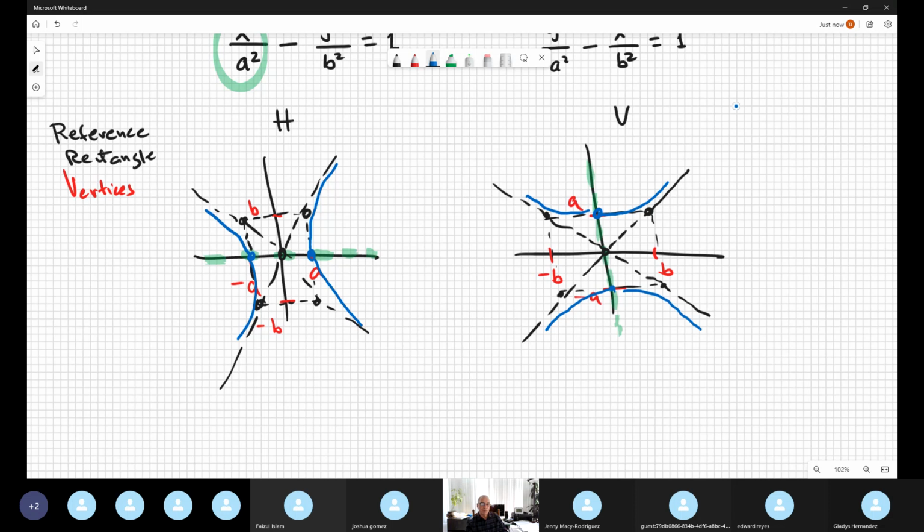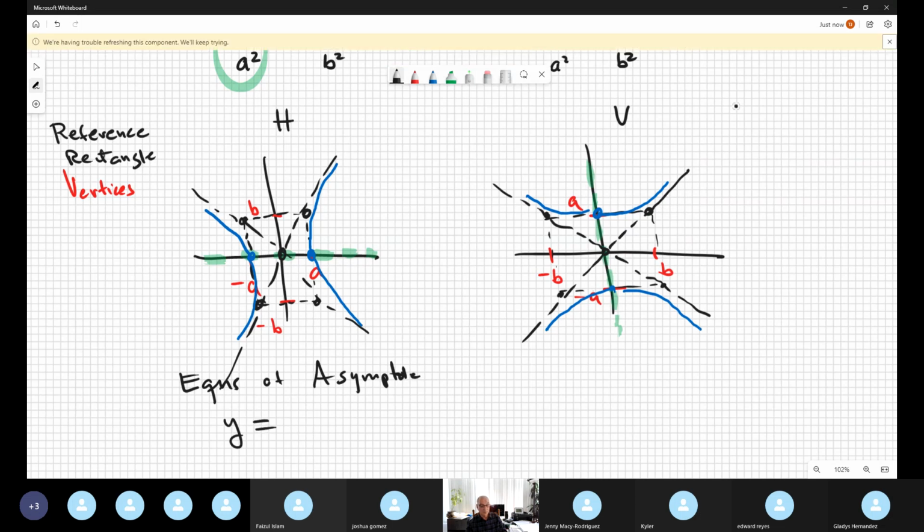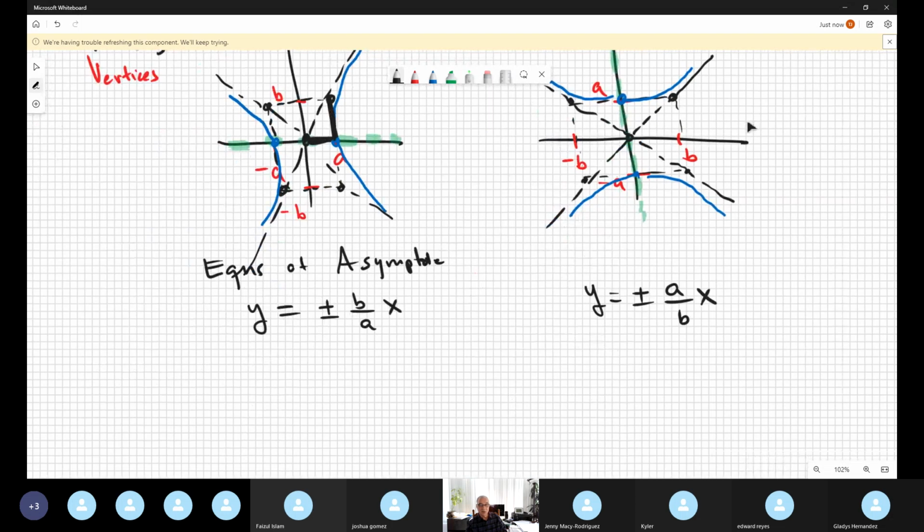And by the way, the equations of the asymptote are y equals plus or minus, because we have two, no? One is positive, one is negative, b over a. Look, b is like a rise and a is the run, x. And here it is different, it is plus or minus a over b x. But this is the supposition that the center is at the origin 0,0.